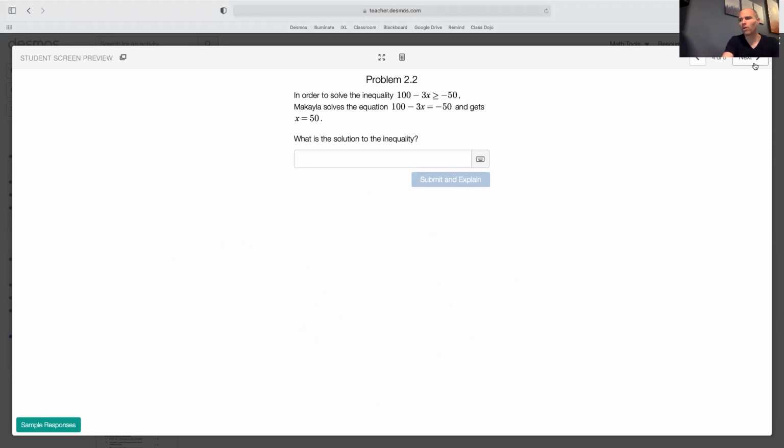Well, we already did it, right? We did it on the previous screen. We got x is less than or equal to 50. And so I think this is Desmos trying to get at this idea.